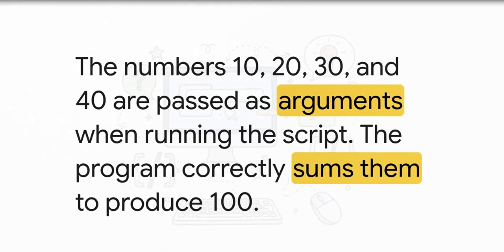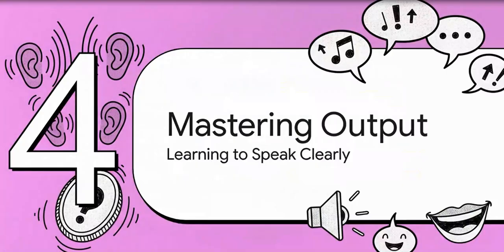And here's what that looks like when you run it. See how on the command line, right after the script name, we've listed our numbers, 10, 20, 30, and 40? The program just scoops those up, runs the loop, and prints out the correct sum, 100. Super handy for automation. All right, we've done a great job teaching our program how to listen.